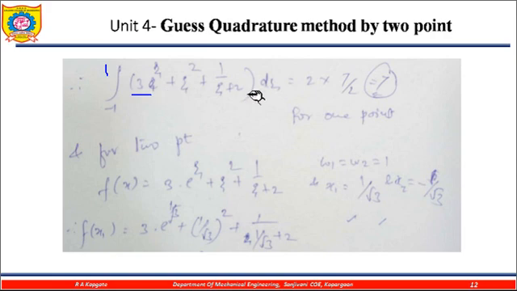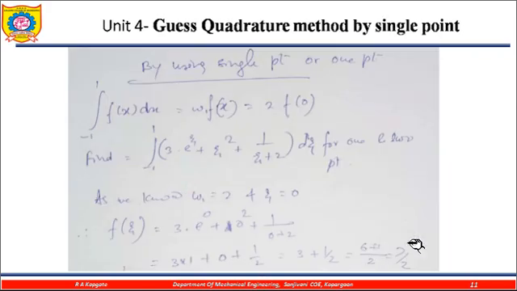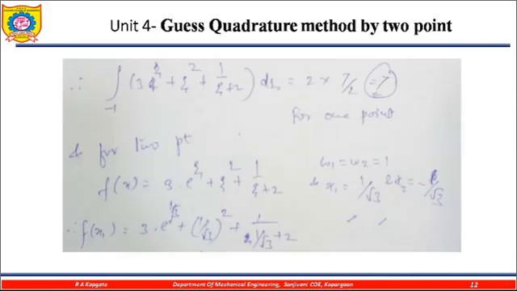Okay, then put these values, 2 into 7 by 2. So for the 1 point, hence this is the value. This I is equal to 2 multiplied by 7 by 2, because 2 is the w1 and 7 by 2 is calculated. Okay, and 2 is my w1.